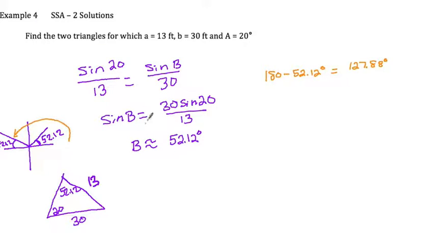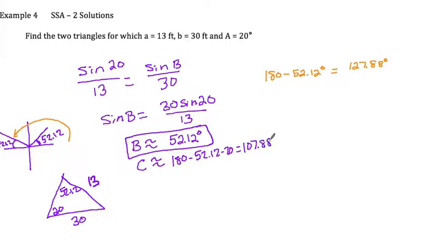Since I have that piece right there, that's one of the missing pieces. Since I know angle A is 20 and angle B is 52.12, I can figure out what angle C is real quick, couldn't you? Angle C is just going to be 180 minus 52.12 minus 20, and that's going to give you 107.88 degrees. There's angle C.